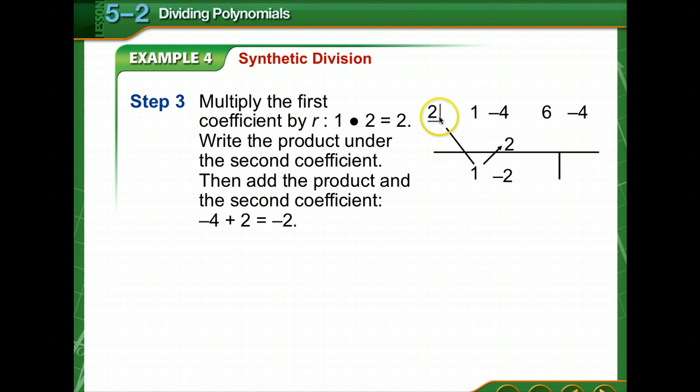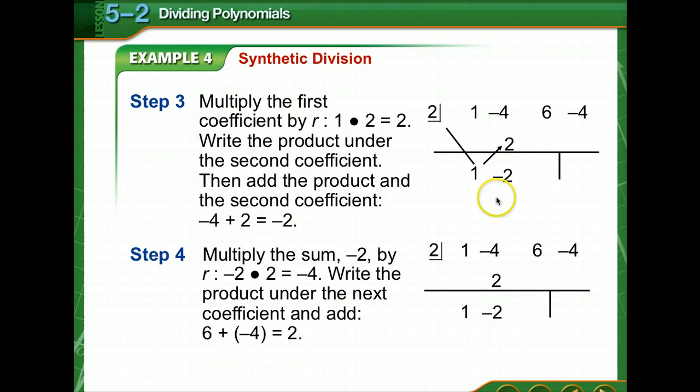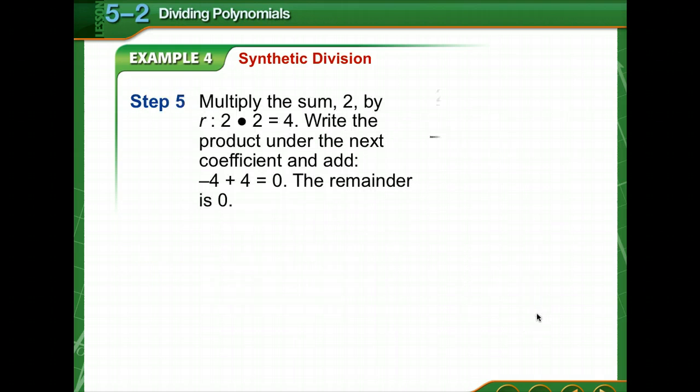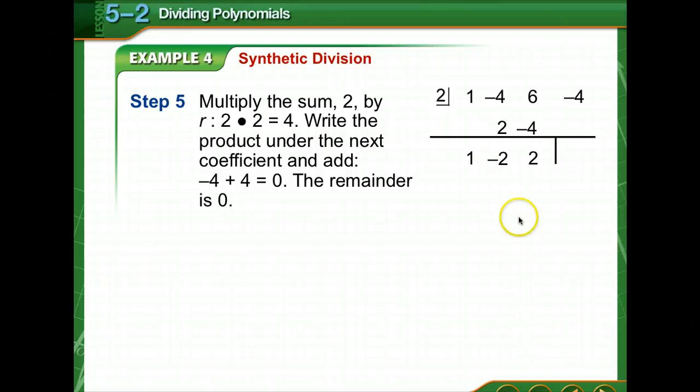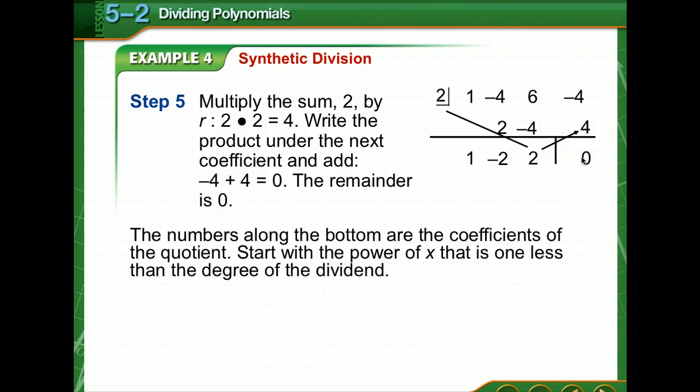Okay, so now we're going to go 2 times 1 is 2. Negative 4 plus 2 is negative 2. And then again, negative 2 times 2 is going to give us a negative 4. 6 minus 4 is 2. And we're not done, so we have to carry it on another step. 2 times 2 is 4. Negative 4 plus 4 is 0. So we do not have a remainder.